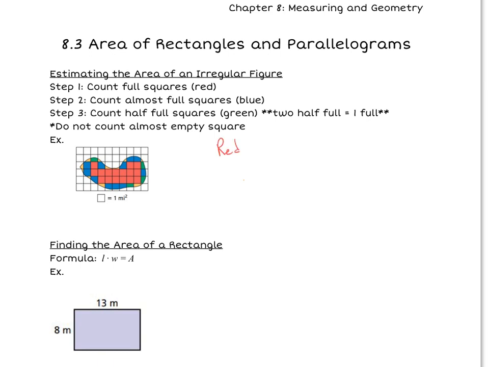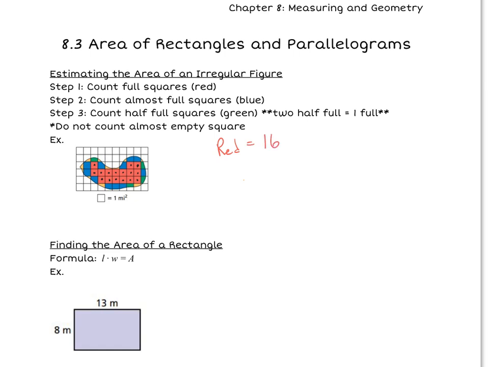So if we go in and we count just the red squares, I'll actually put a black dot. Your squares are black and white on your page, but mine are colored. So we're going to count the red ones first because those are full squares. They're completely within the shape. So we have 1, 2, 3, 4, 5, 6, 7, 8, 9, 10, 11, 12, 13, 14, 15, 16. So we have 16 red squares.